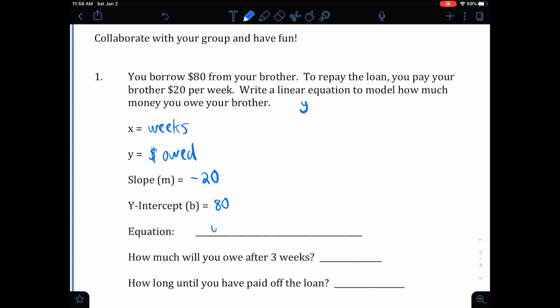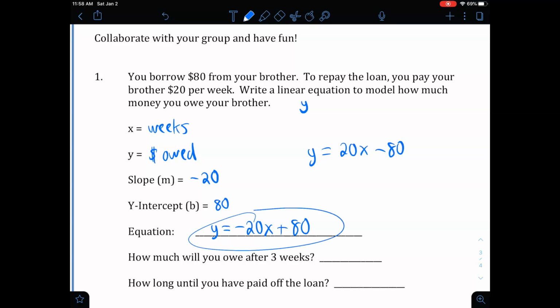So our equation is going to be y equals mx plus b, y equals negative 20x plus 80. You could have also written it as y equals 20x minus 80. If you're $80 in the hole and you're adding $20 per week, then you'd be getting less negative. That's another way you could have written it, but I just wrote it this way for this problem for now.